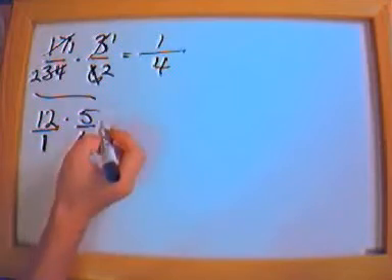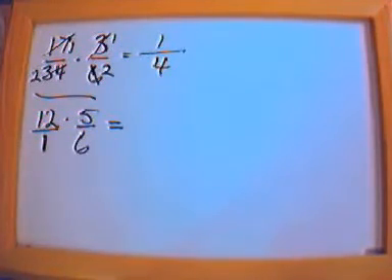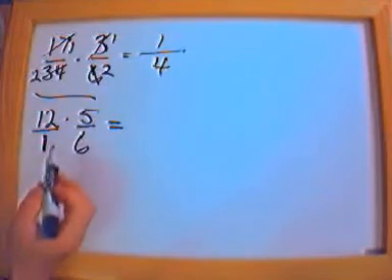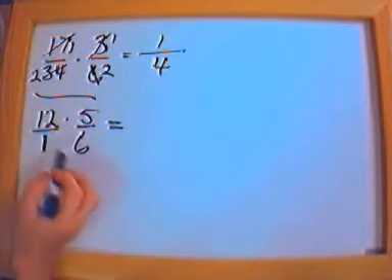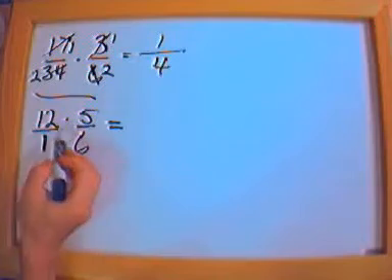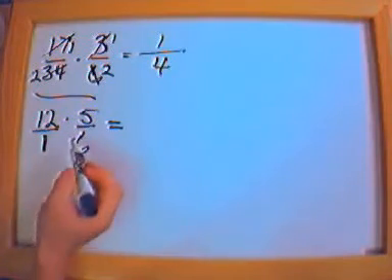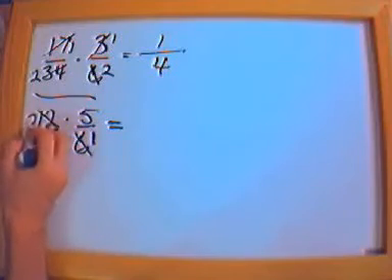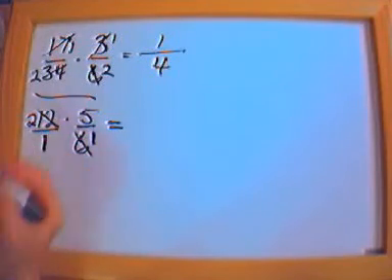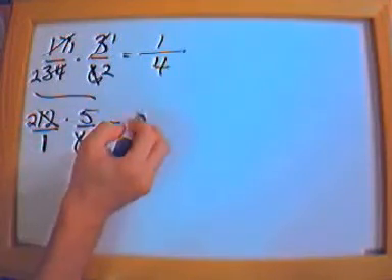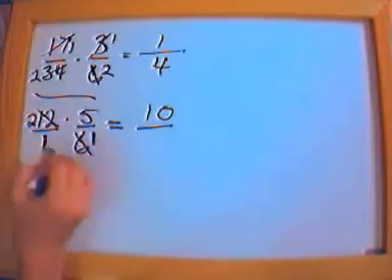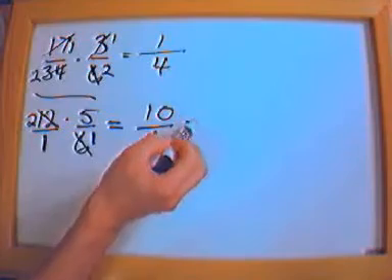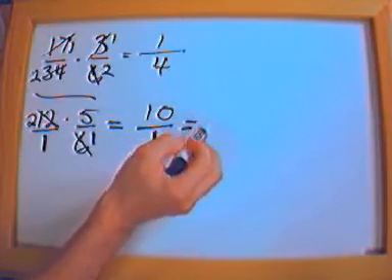So now here's my problem. Let me try to simplify this before I go 12 times 5 and 1 times 6. I notice right here that I can simplify 12 and 6, because 6 goes into both of these an even number of times. So 6 goes into 6 one time, 6 goes into 12 2 times. So here's my new fraction. 2 times 5 is 10, 1 times 1 is 1, and again, anything over 1 is the top number, so the answer is 10.